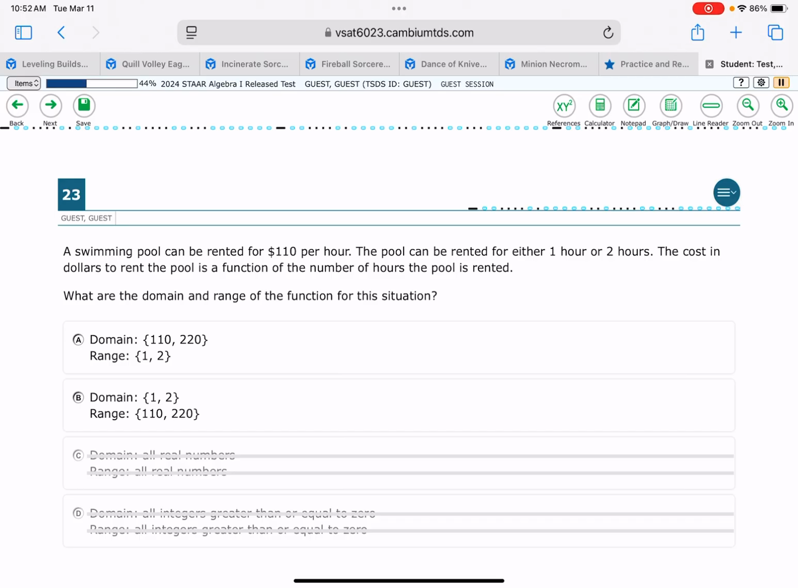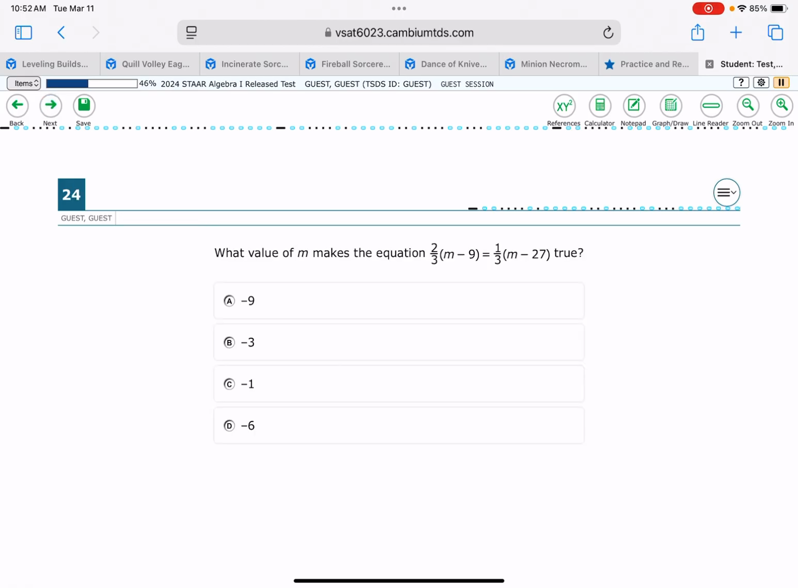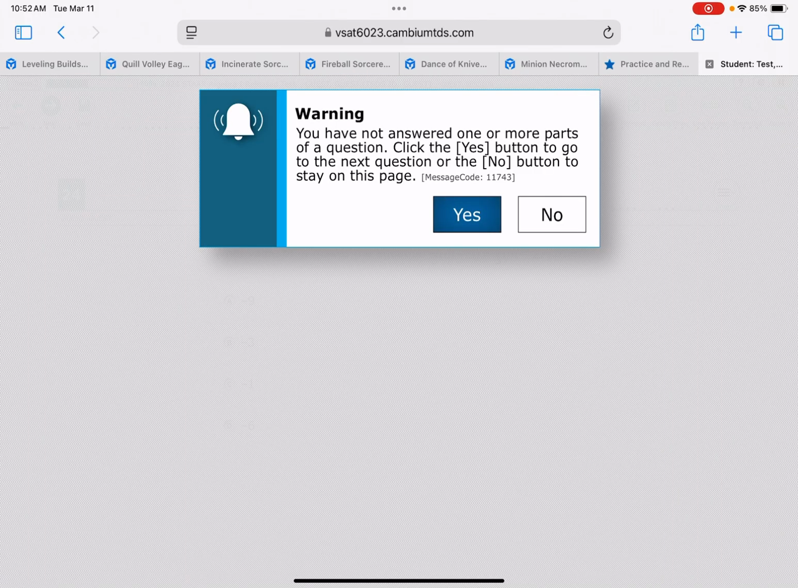So A has 110, which is the cost rented. Cost should be dependent on the number of hours that we're spending on the pool. So that means the range is going to be dependent on the domain. So our answer is B because we can rent it for 1 hour. All right, next choice, we're going to have to do some calculations, so I got to skip it.